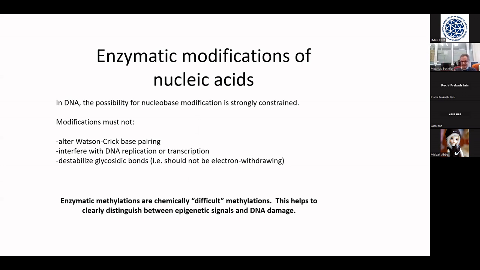So say the N3 of adenine, even though it would be facile, because that's where the polymerases need to grab the nucleotide. And of course, you don't want to use anything that destabilizes glycosidic bonds. No electron withdrawing groups are tolerable, because if you had them, you tend to lose bases. And if you lose bases, then you're one step away from basically making the DNA fall apart.